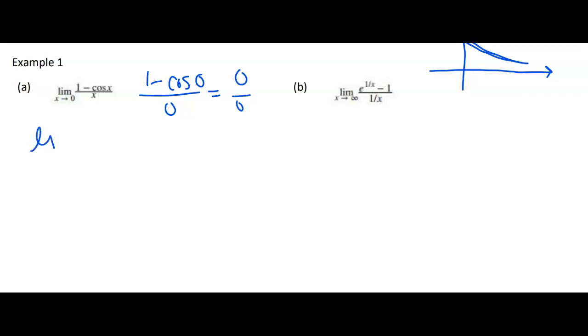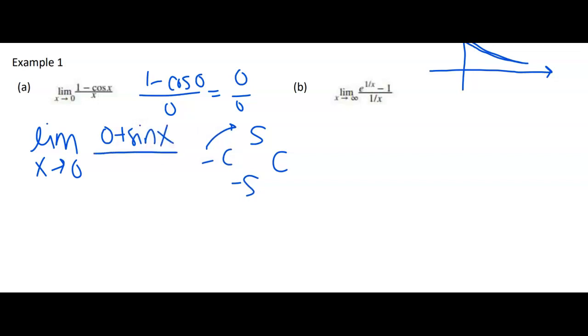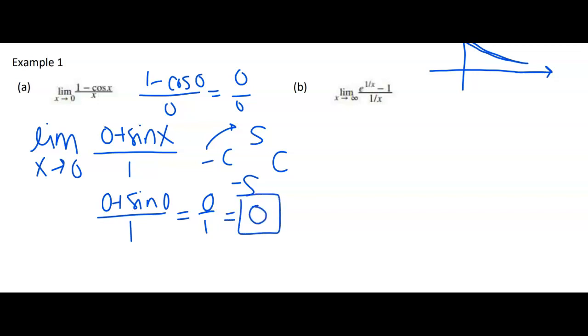So instead, I can use L'Hopital's rule and take the derivative of the top: 0, and then the derivative of negative cosine is positive sine. And then the derivative of the bottom is 1. I can plug in, I get 0 plus sine of 0 over 1. 0 plus 0 over 1 is 0, and so that's going to be my answer. All right, let's look at B.